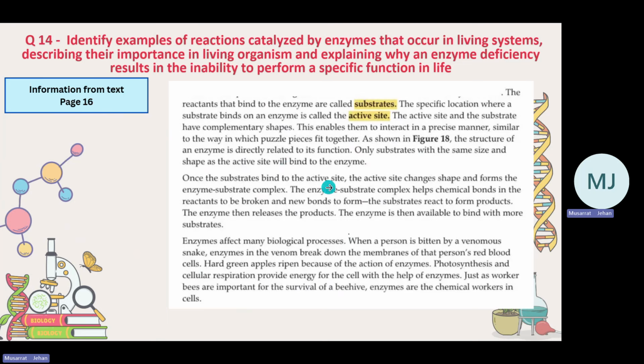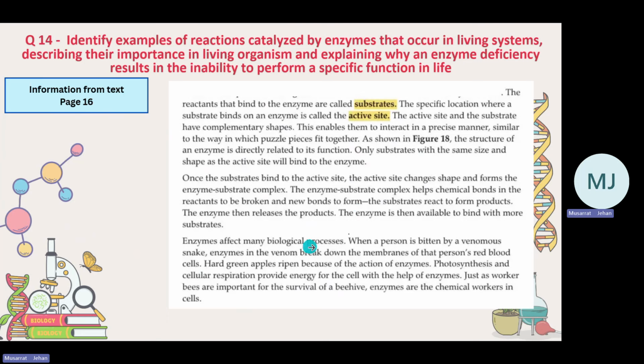Once they bind, the active site changes shape and forms the enzyme substrate complex. The enzyme substrate complex helps chemical bonds in the reactants to be broken and new bonds to form. When new bonds form, new substances form. They react to form products and the products are released. The enzyme is then again available to bind with other substrates. So the enzyme is not being used up. It is just catalyzing, making the reaction faster, and then using more reactants too.